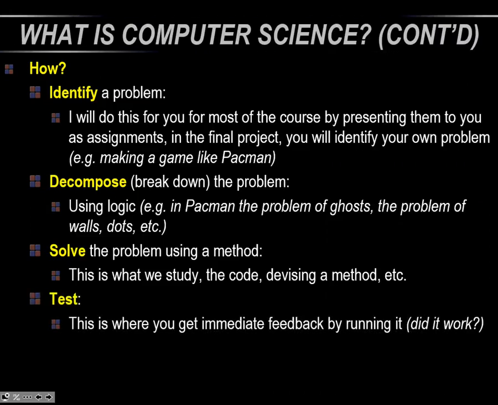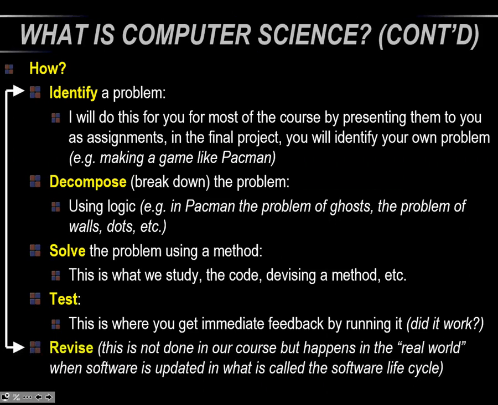Well, again, in computer science, this is a little different than other sciences. You essentially run it. Did it work? If not, revise it. Go back and figure out how to fix it. This is how software is in fact developed. This is called sometimes the software life cycle, where you figure out what the problem is all the way up to testing it and then possibly revising it and making it better and better and better.